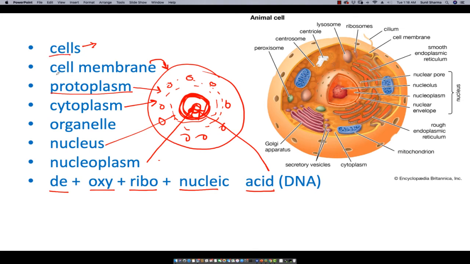A way to remember these terminologies is to write it down in this form: cell, cell membrane, protoplasm, cytoplasm, organelle, nucleus, nucleoplasm, and then deoxyribonucleic acid, DNA. And then draw out which comes first, which comes second, which comes third, and so on in the series.